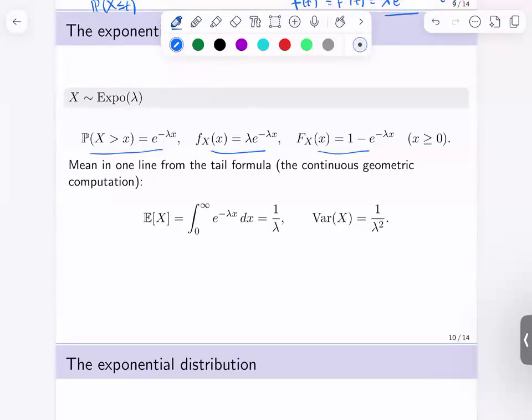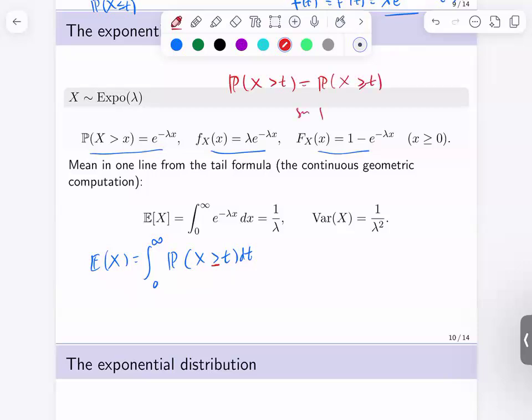Because it's a non-negative random variable, the expectation of x can be written with the tail formula. Whether you put an equality here or not doesn't matter, because the probability that x is bigger than t is the same as the probability that x is bigger than or equal to t, since the probability that x takes value t is 0 for a continuous variable, remember. For a discrete variable it matters, but for a continuous variable it doesn't.